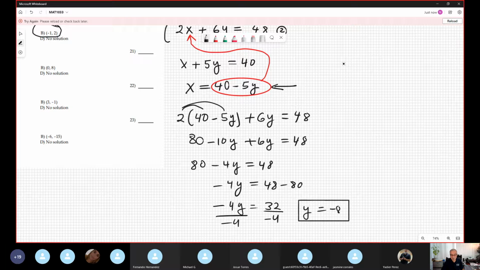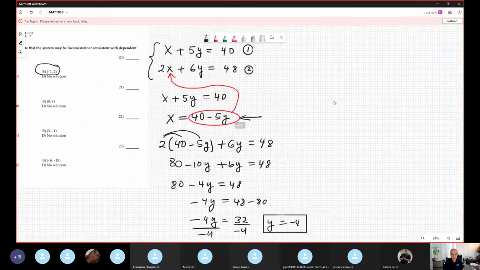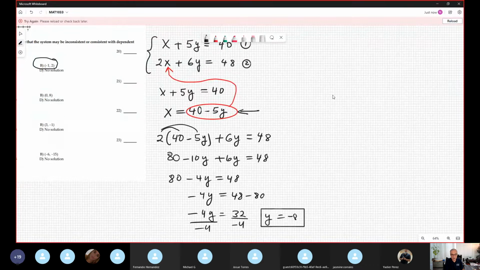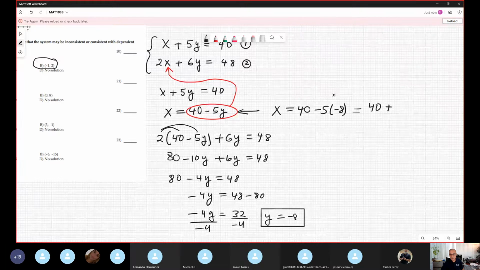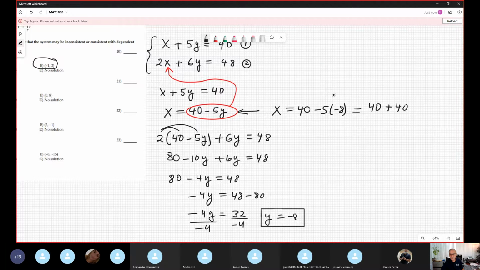You can use either equation, guys. This is the beauty of this. The original equation 1, the original equation 2, and this doesn't change the answer. However, I take advantage of the work I did before, because x is isolated. x is equal 40 minus 5 times minus 8. So now multiplication: 40 plus, negative and negative together is positive. The answer is 80, no? Now x equals 80 and the solution is 80 comma minus 8.